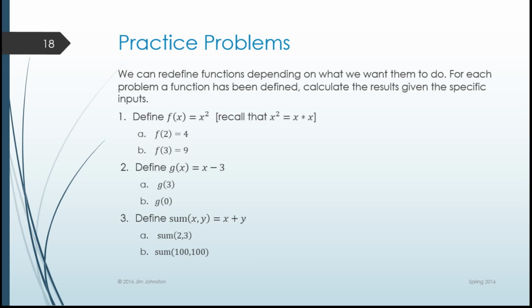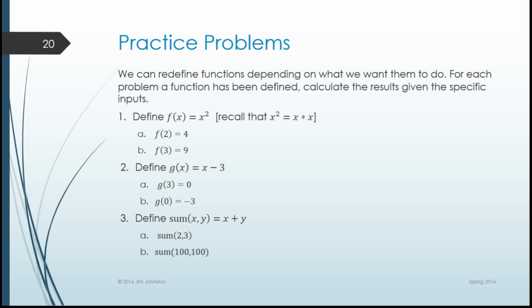Let's go on to number 2. So let's calculate g of 3. You plug 3 in, and you subtract 3 from that. So g of 3 is equal to 0. Calculate g of 0. What is 0 minus 3? You go to the left on the x-axis or on your number line into the negative numbers, okay? And that answer is going to be negative 3.